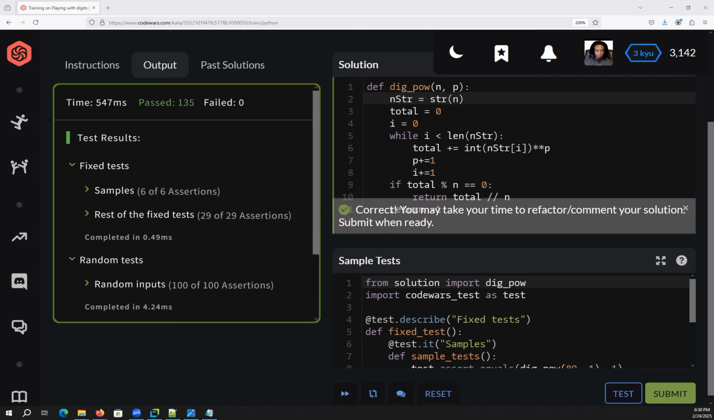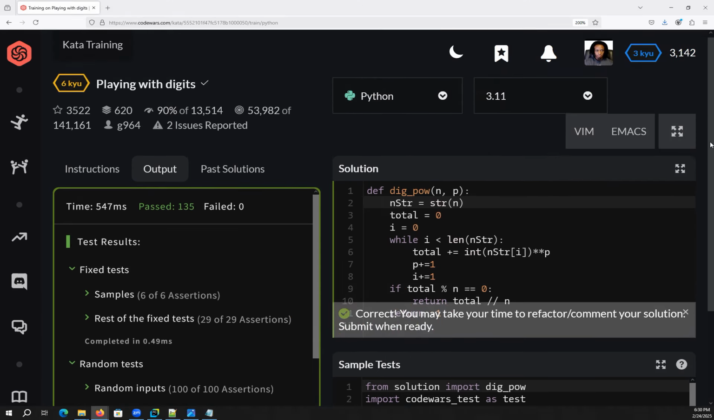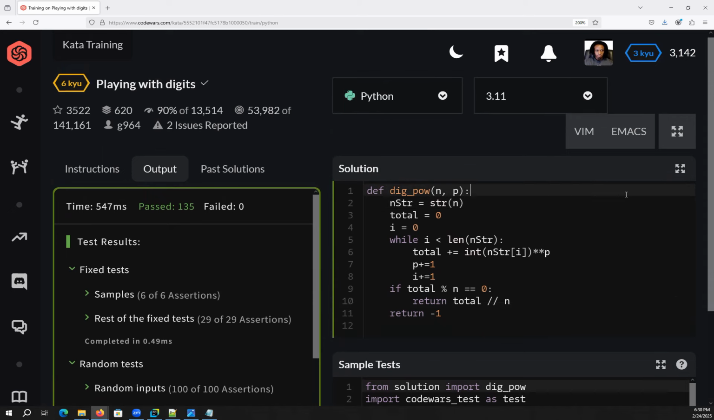Alright. Time to fire it up, homies. There is your solution to playing with the digits. This is my solution, actually. There's probably 1,000 solutions, but this is my solution to playing with the digits. Codewars, Python, let's go, let's get it.